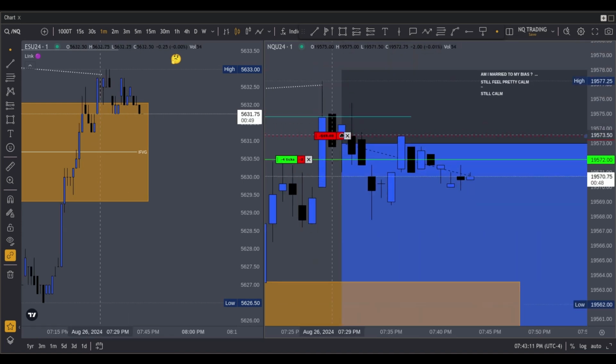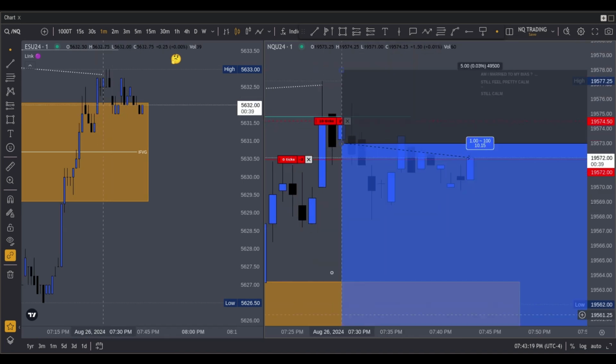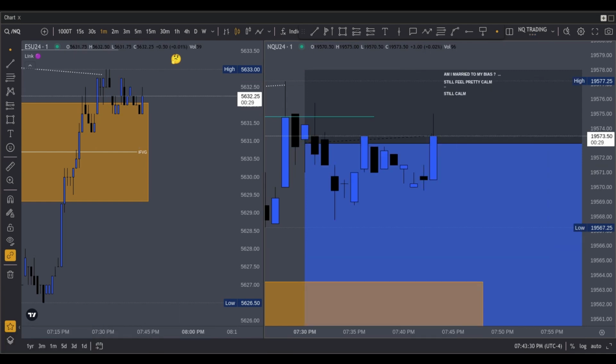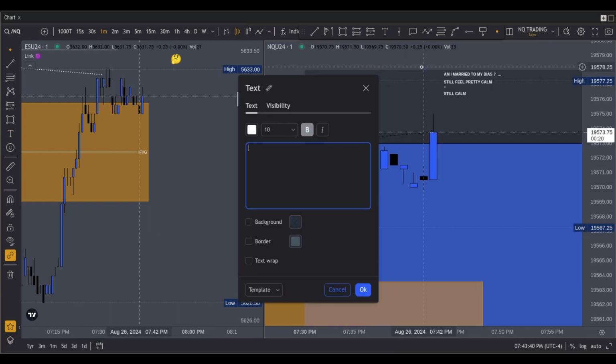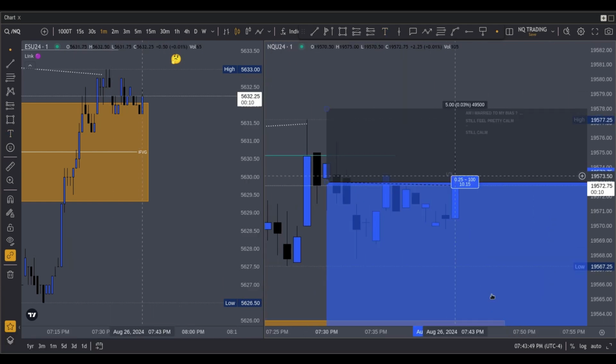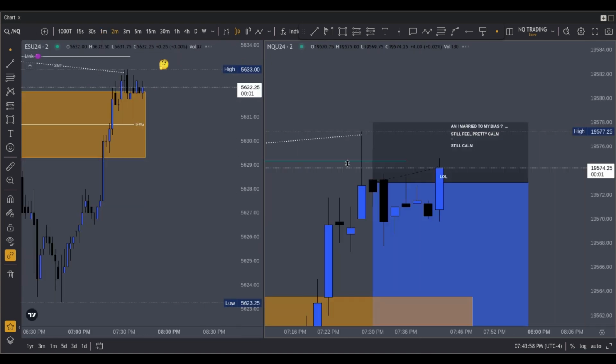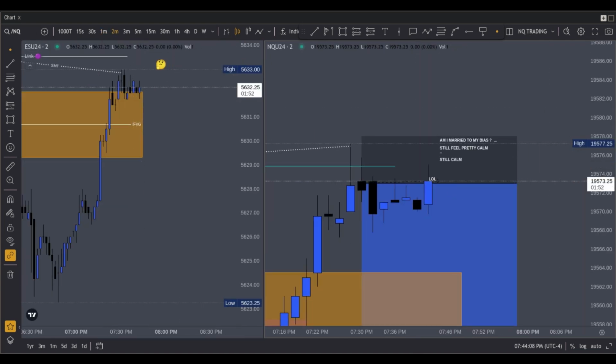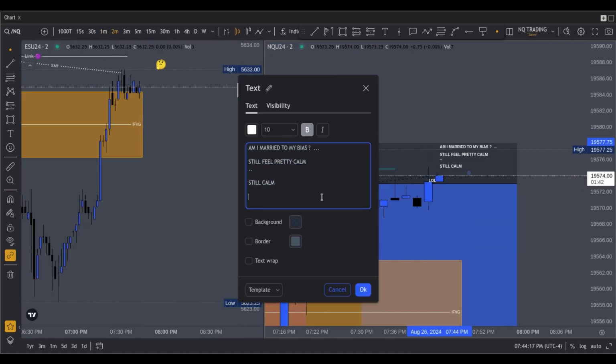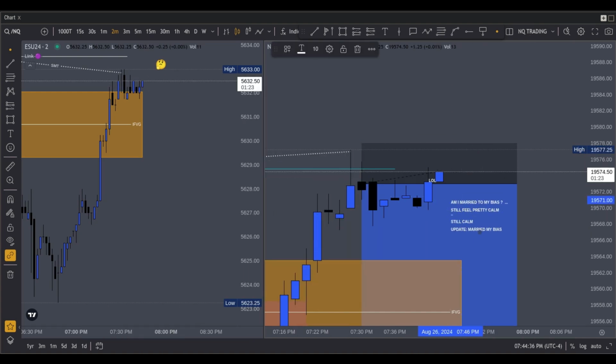Would I do this the next time? No, I think I'm going to zoom out. I'm definitely going to zoom out a lot more, just to make sure that my bias is right. Yeah, so I updated that text and said I did end up marrying my bias. So yeah, next time I won't be taking that trade. I'll be waiting and practicing more patience.